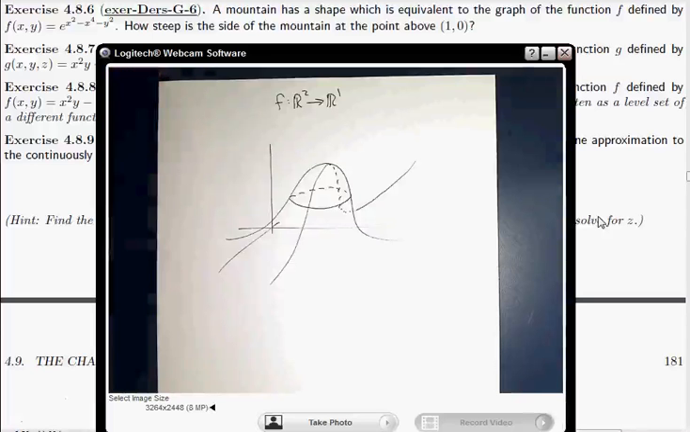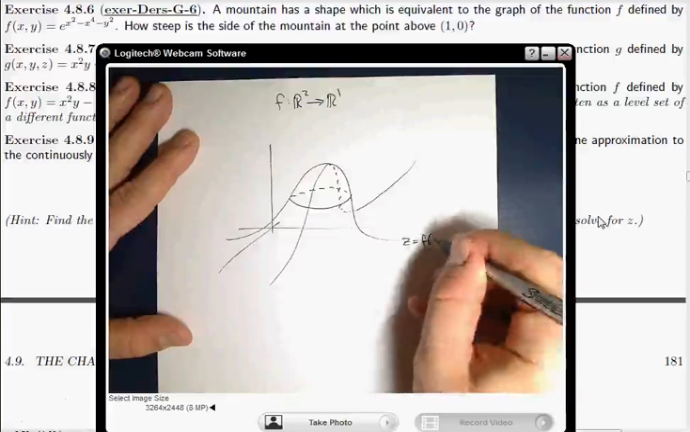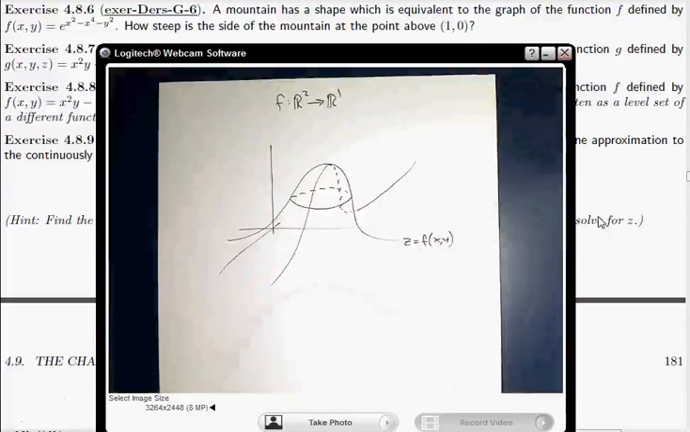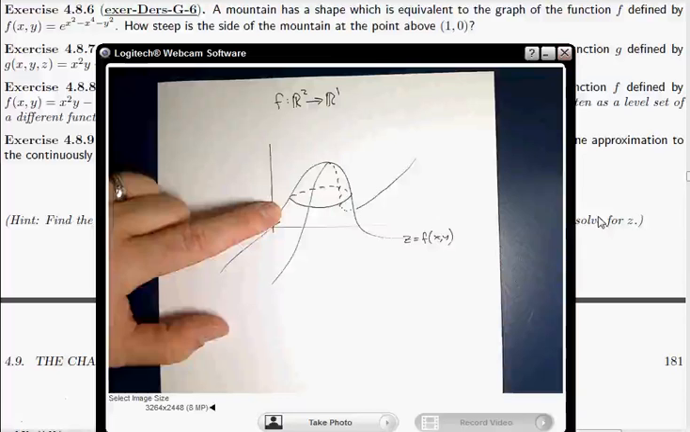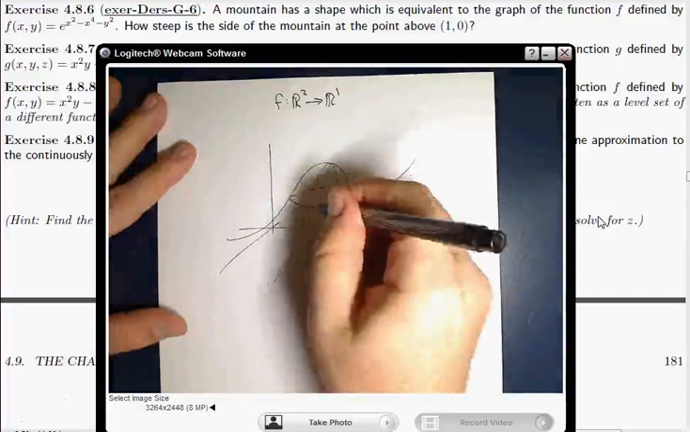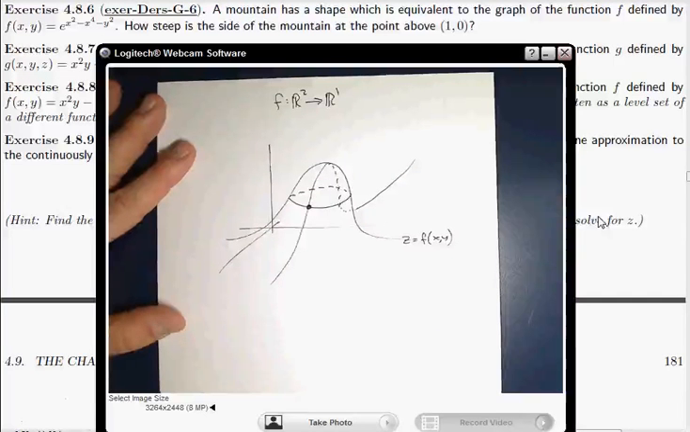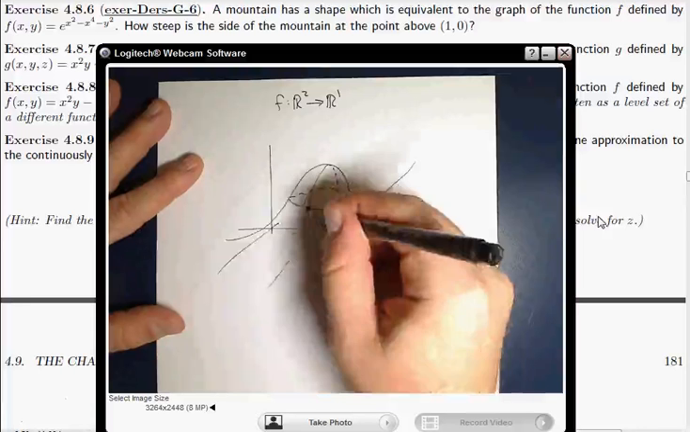Let's not worry about why that's the picture, but you can use techniques from chapter 2, etc. I claim it looks kind of like this. So that's what the graph looks like. Note that this graph is the solution to the equation z equals f of xy. It happens to look like a little mountain. So what we're considering in this problem is an actual mountain whose shape looks exactly like this. And I want to talk about how steep is the side of the mountain at a point on the side of the mountain, sitting above a certain point in the domain.